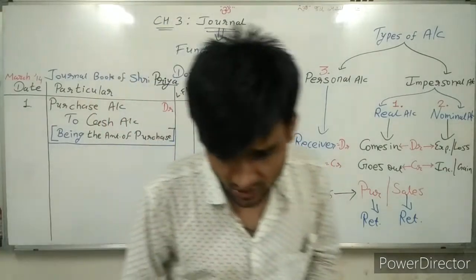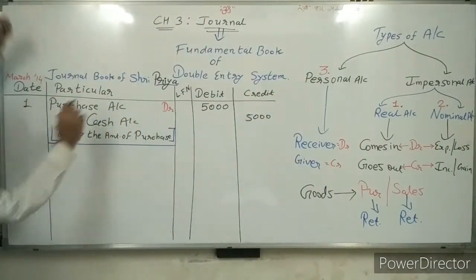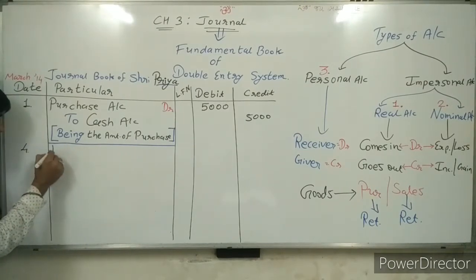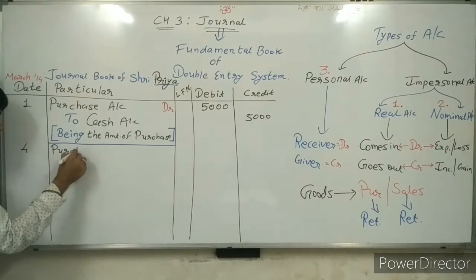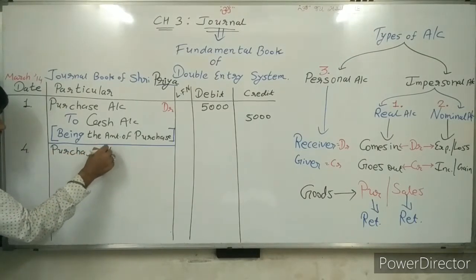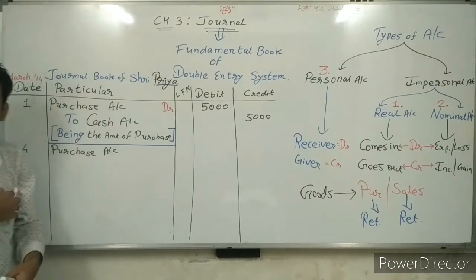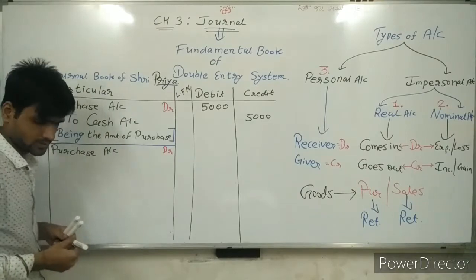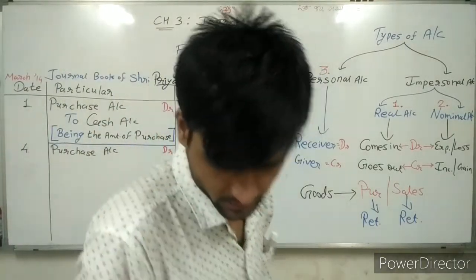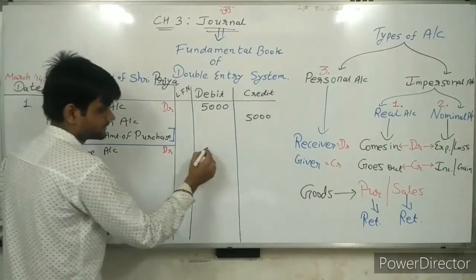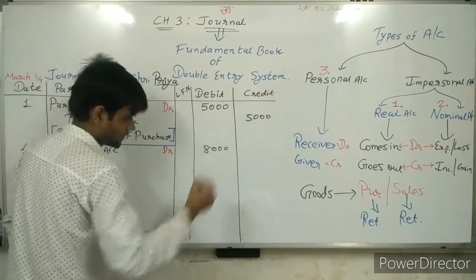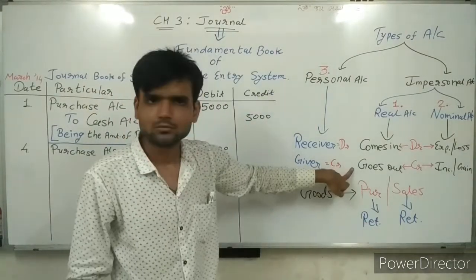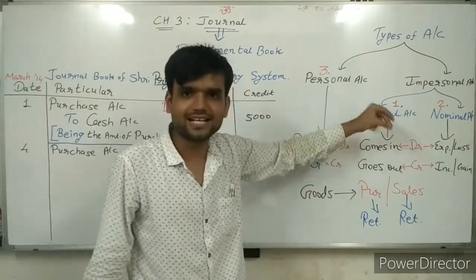But date is what? 4th March. So here I am writing 4. Again writing purchase. Purchase account debit. Now amount is given 8,000 rupees, sir. Debit, okay. Now anything goes out? No, sir. Nothing goes out. So cancel it. Real account complete.